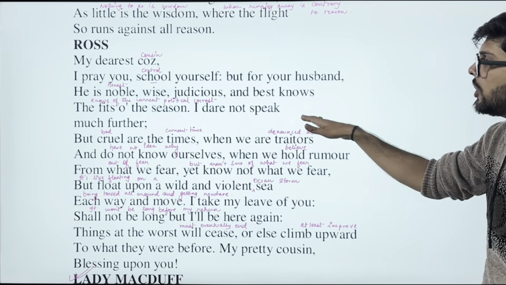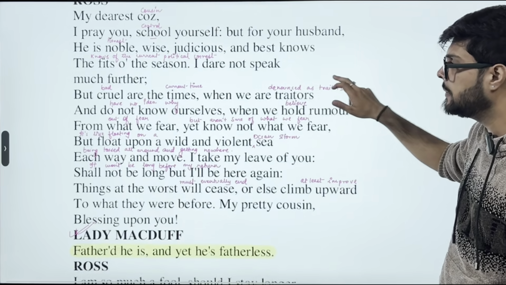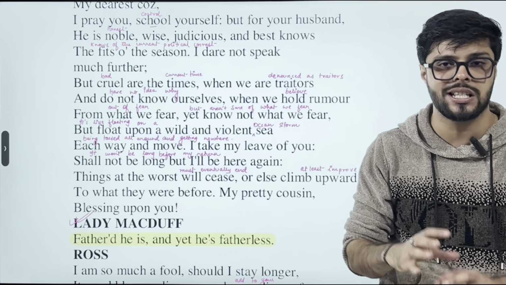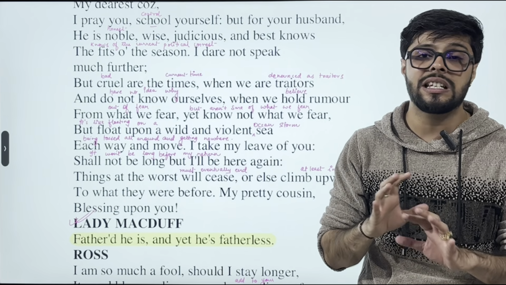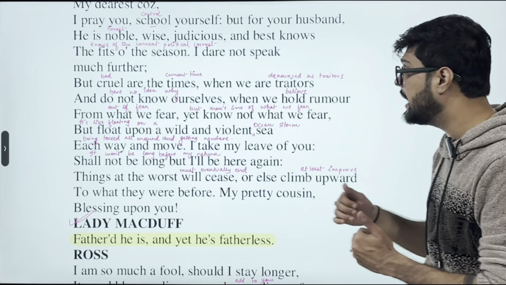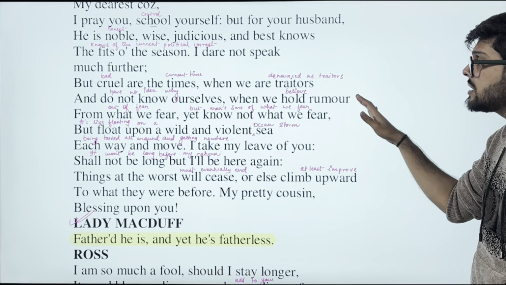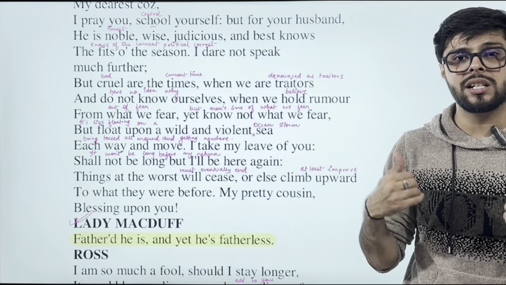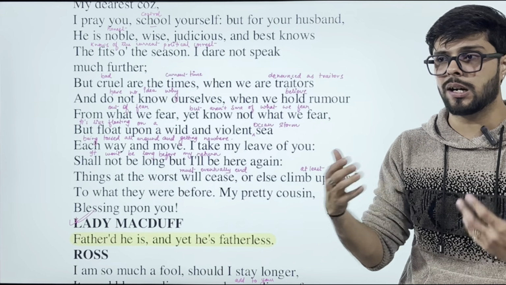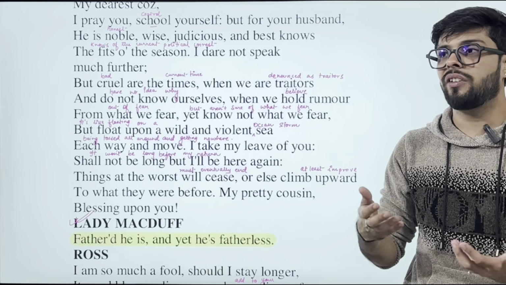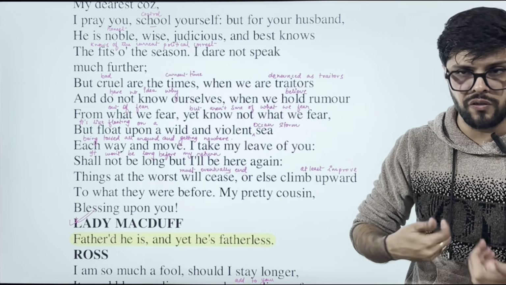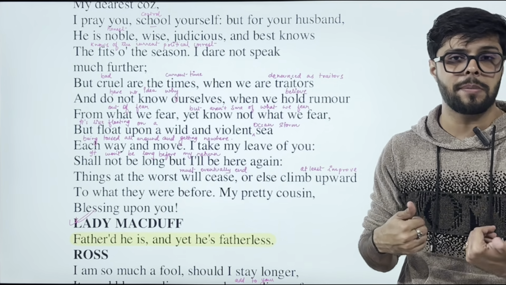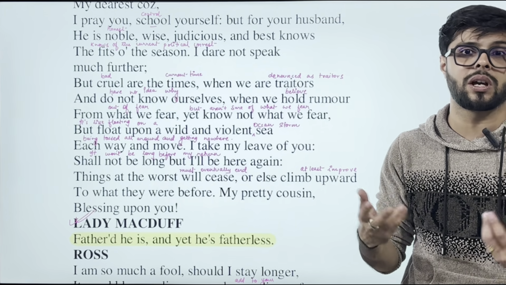Take care. So I would not like to speak any more, but just know one thing, that cruel are the times. The present time of Scotland is not easy for all of us. It is cruel, it is bad. And when we are traitors and do not know ourselves, and when people will claim us with the title of being a traitor, we ourselves won't be aware of such a time. Such a time is going on right now that people may call us traitors, and we ourselves won't know why we are being called traitors.